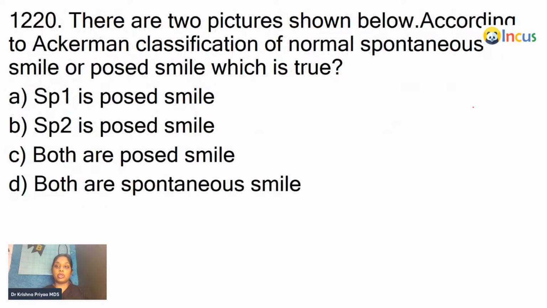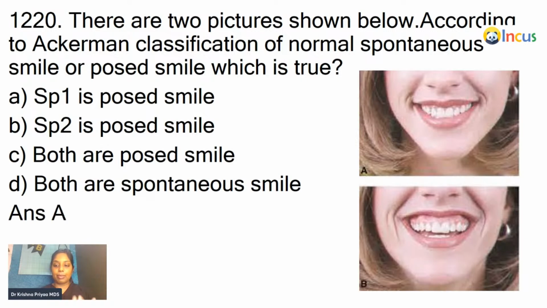So there are two pictures shown below. I'll be showing the pictures. According to Ackerman classification of the normal spontaneous smile or posed smile, as I mentioned now, the downward one is obviously a spontaneous smile because it is shown in her whole face. Can you see the nasolabial fold is involved and she is expressing it throughout her face. But in a posed smile, it is just concentrated only in the lower part of the face. So it is very easy to identify a spontaneous smile from a posed smile.